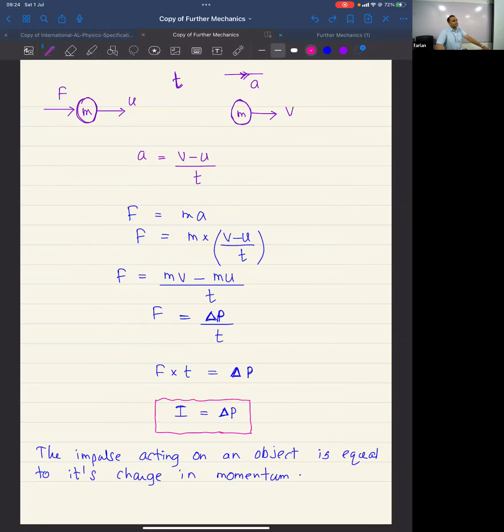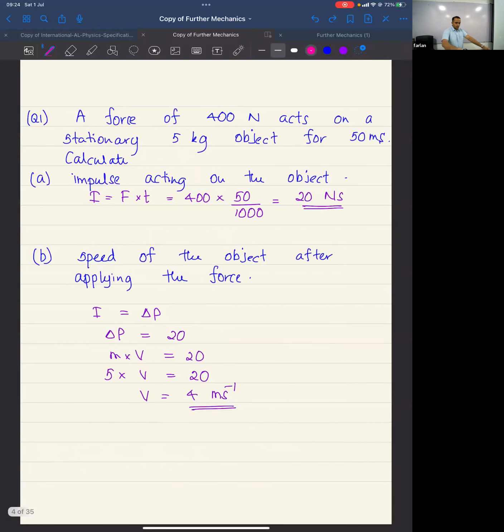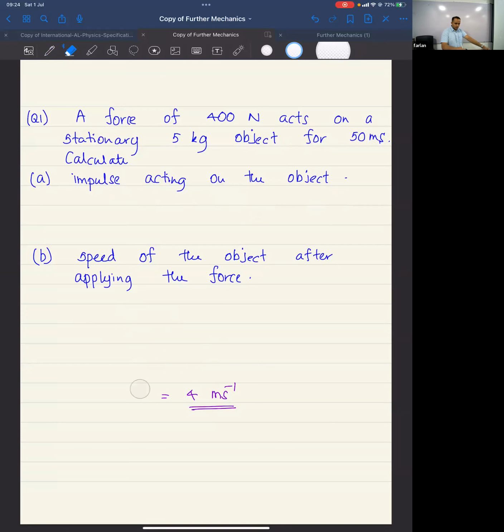Try another question. A force of 400 newtons acts on a stationary 5-kilogram object for 50 milliseconds. Full stop.